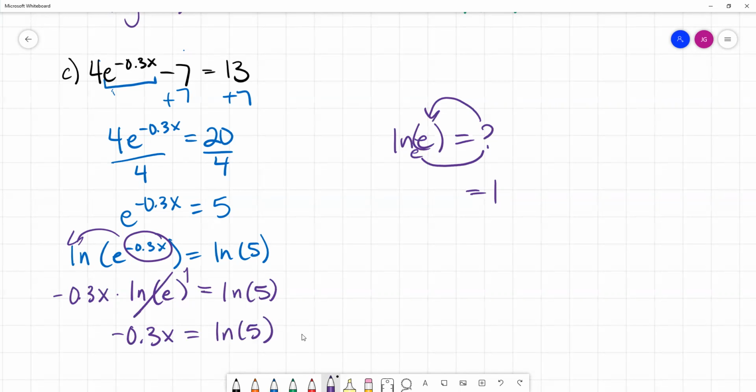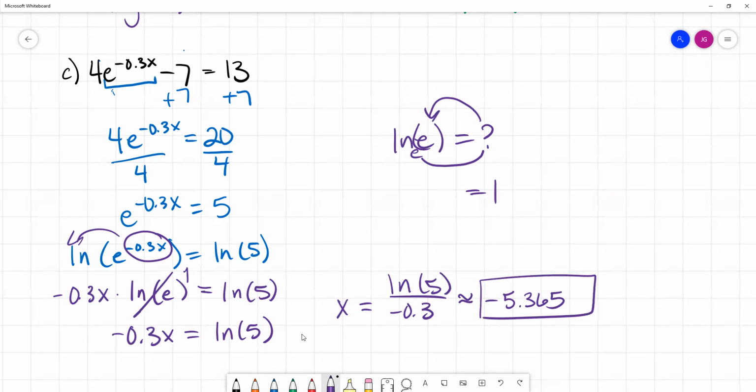Okay, so now all I have to do is divide both sides by negative 0.3. So x is equal to natural log of 5 divided by negative 0.3. Okay, go ahead and put that in your calculator. What is that going to give us? Okay, we get an answer of negative 5.365. Awesome.